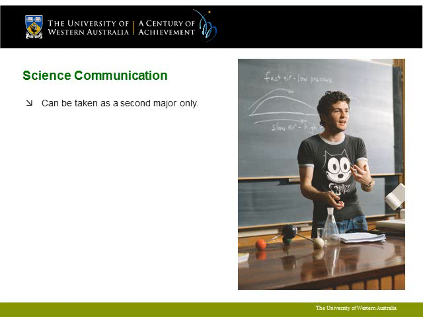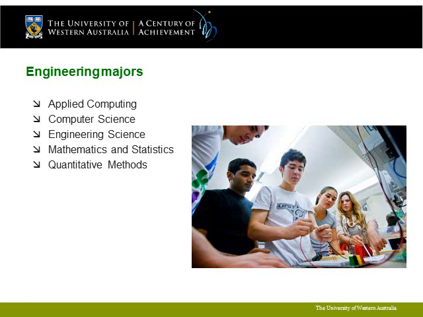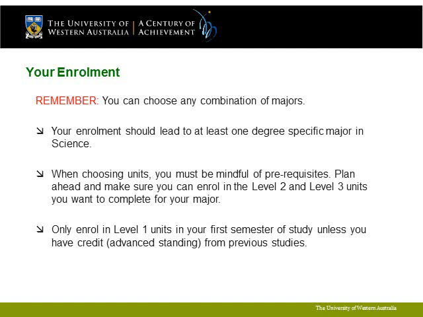One further major is the science communication major, which can only be taken as a second major in combination with a degree-specific science major. More detailed information about these majors is provided through YouTube videos on our website. If you are interested in any of these engineering majors, you will need to contact the Engineering Student Office. Remember, you can choose any combination of majors.